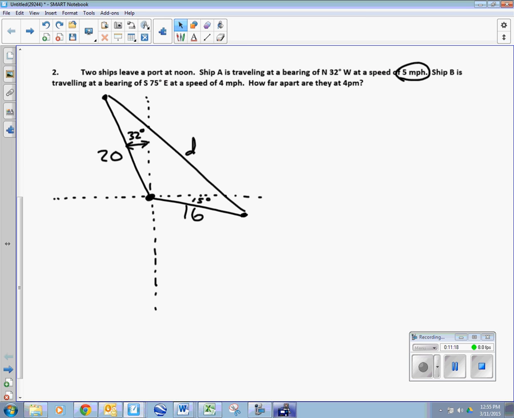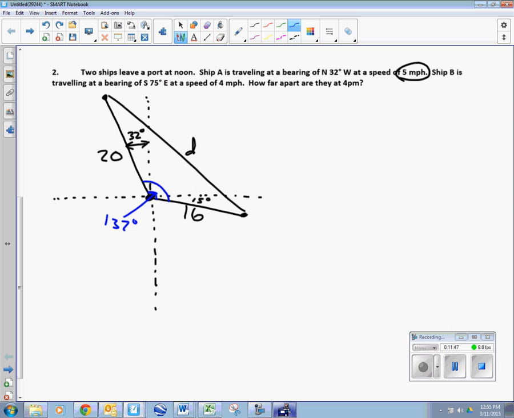So I've used just a little bit of insight about distance, rate, and time to figure out how far they've traveled. And now what I also want to know is this angle right there. So I've got, yeah, very good. I've got 90 degrees plus 15 degrees plus 32 degrees. 137. That's all right. 137.